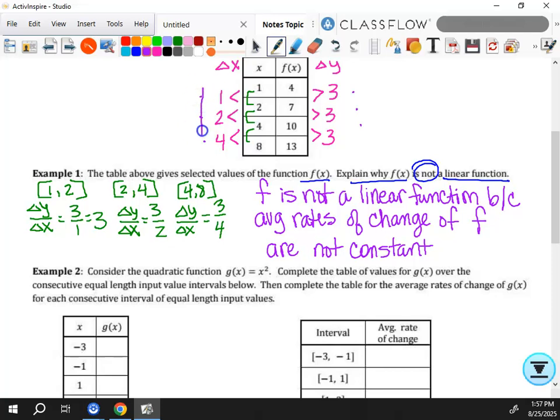If these were constant and these were constant, then I wouldn't necessarily have to do all of this. So we like consecutive equal length input value intervals, which is, again, something we're going to write 5 million times.